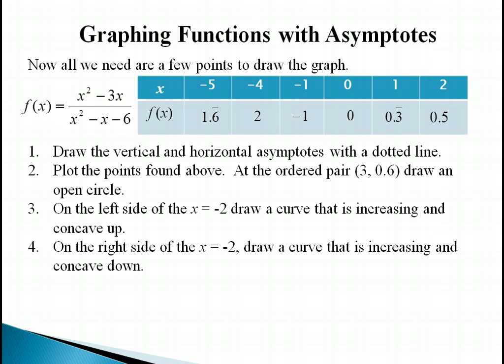First of all, you're going to draw your vertical and horizontal asymptotes. Use a dotted line to show that they're not part of your graph. Then you're going to plot the points that you found, as well as the ordered pair (3, 0.6), at which you're going to put an open circle to show that it's not a point on your graph. On the left side of x equals negative 2, you're going to draw the curve that's increasing and concave up. And on the other side of x equals negative 2, you're going to draw a curve that's increasing and concave down. You can pause the video for a few minutes and try to draw your graph and come back and check your work.